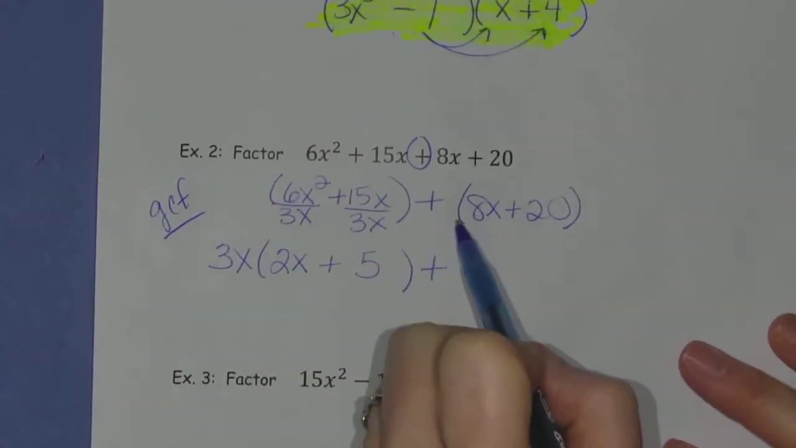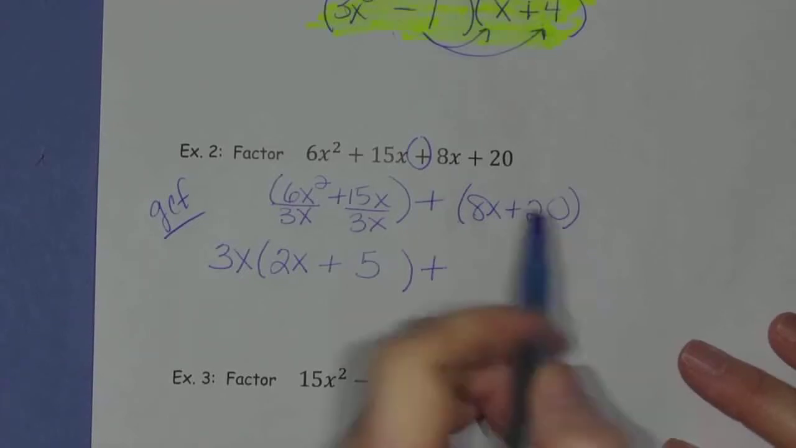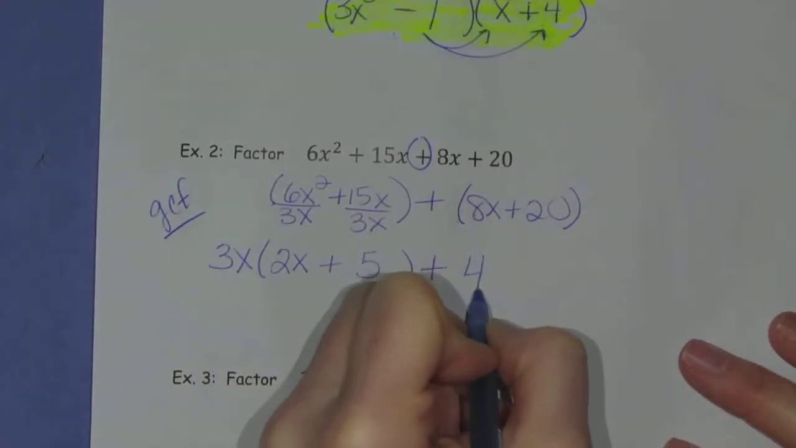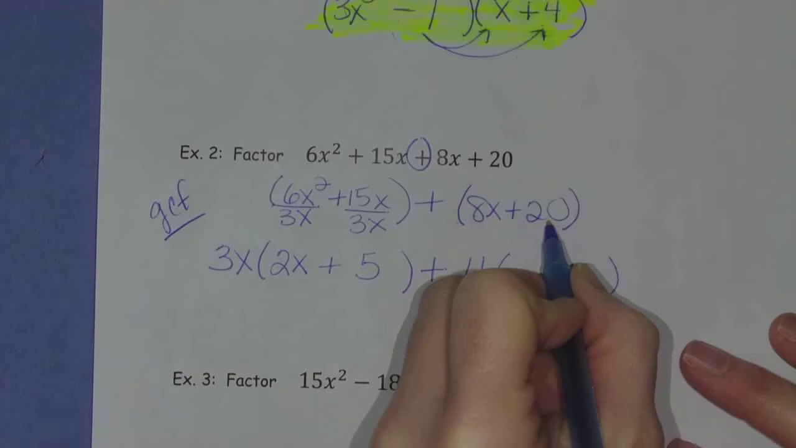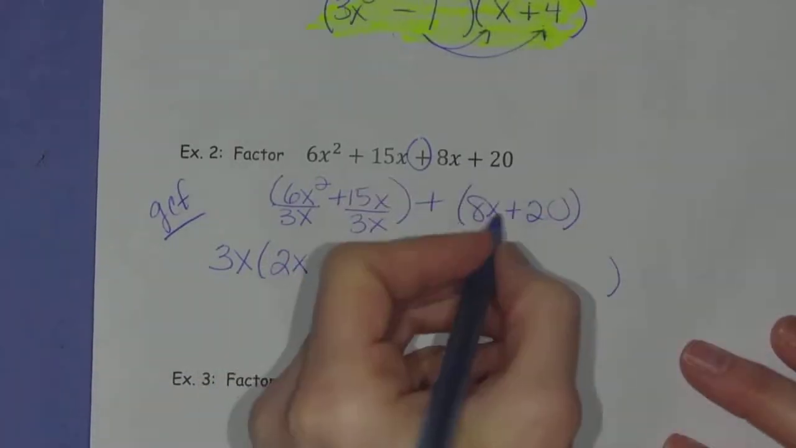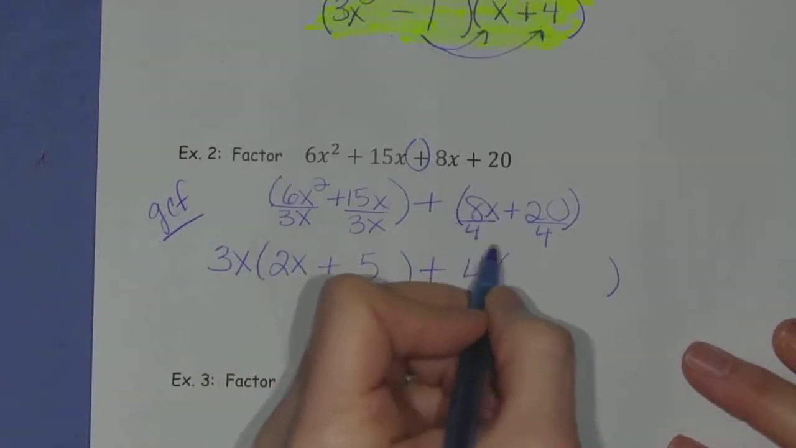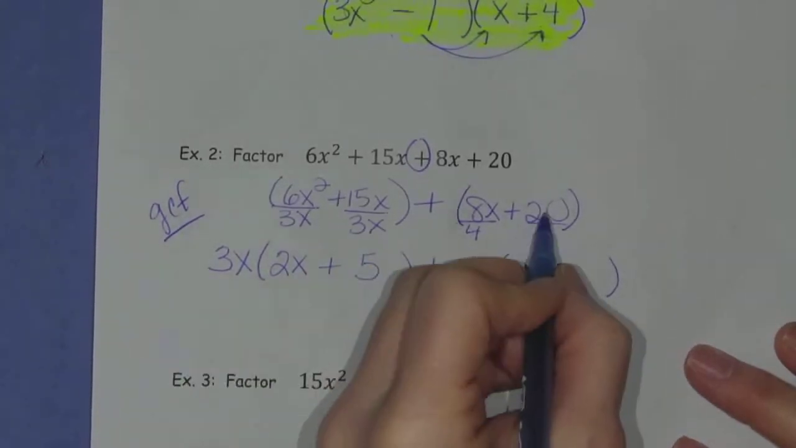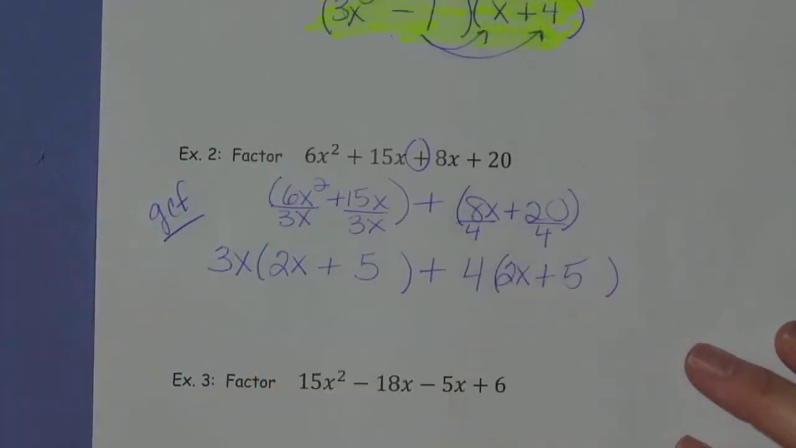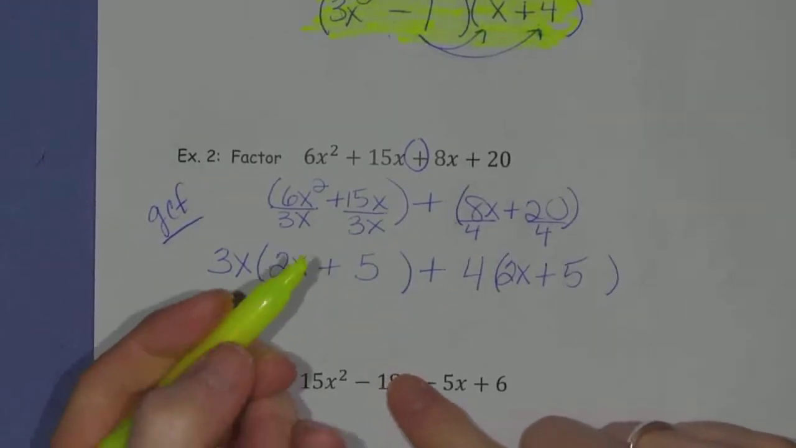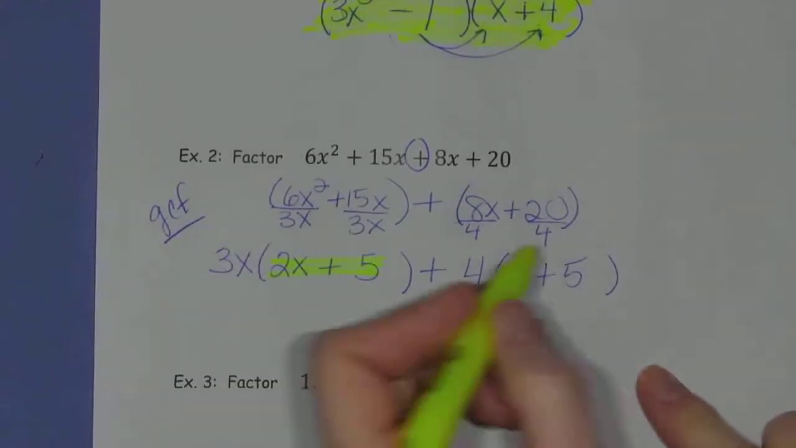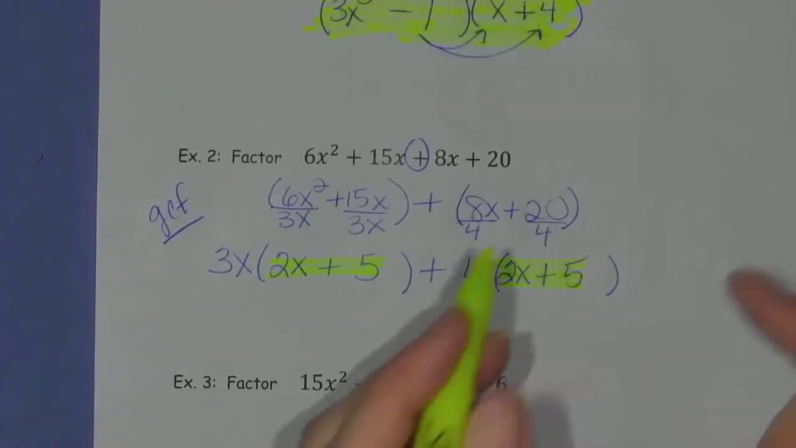Now the GCF of an 8x and a 20 is just going to be a 4. No x because the 20 doesn't have any x's. And if I divide each of these terms by 4, 8x divided by 4 is 2x, and 20 divided by 4 is 5. Now you can see the 2x plus 5 here and the 2x plus 5 here.